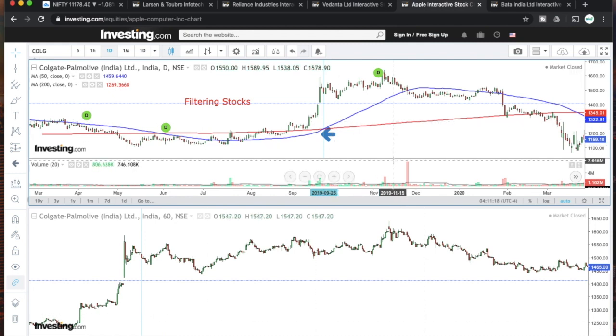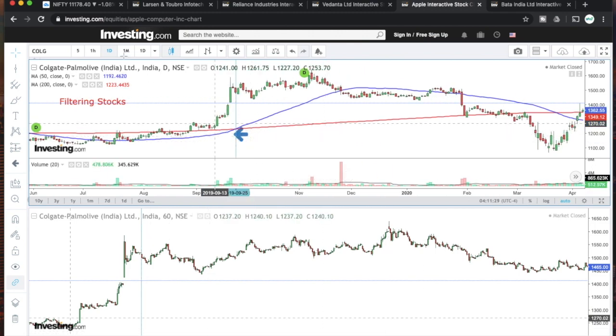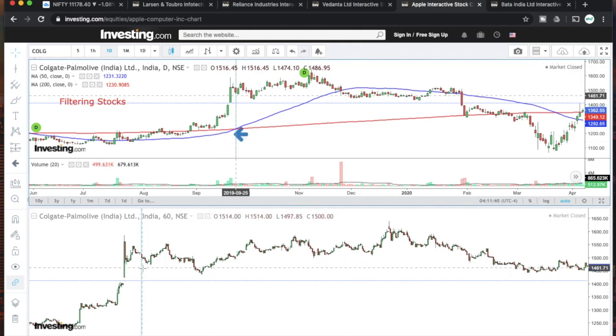So let me tell you a little bit about how I am using this approach. Filtering stocks means whether we are buying or selling. So if the golden crossover is happening, I am getting a golden crossover on the 1 day chart in September 2019. I've marked this by a vertical line and an arrow as well. So you can see on the 60-minute time frame, this is the golden crossover happening.